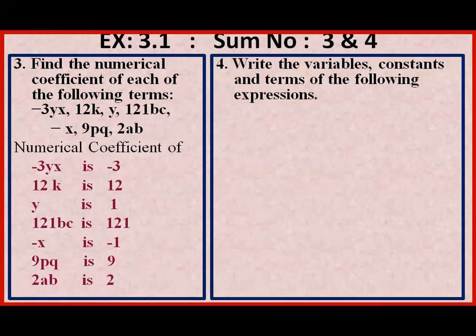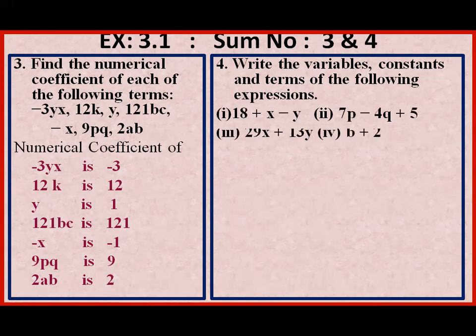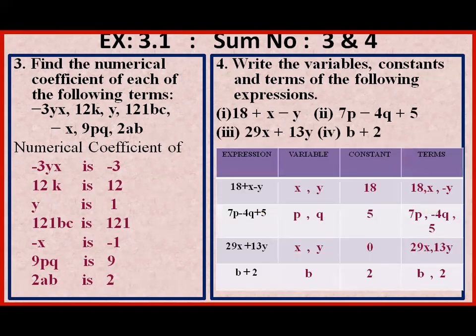Write the variables, constants, and terms of the following expressions. So 18 plus x minus y. These are the questions. Here you have the expression, variable, constant, and the terms. In 18 plus x minus y, the variables are x and y. Constant term is a number without the variable, so 18. Terms are 18, x, and minus y.